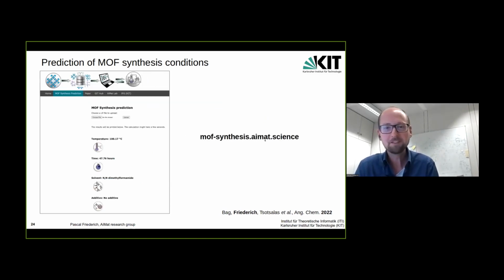This data set and also the machine learning model is publicly available. So if you want to include this model or a similar model in an automated synthesis platform, you can just use this web API. You can also manually use it by uploading, for example, a CIF file of a MOF structure, and then the model will predict in the background what is the temperature, time, and so on. But of course, if you're interested in transferring such a procedure to other classes of materials, I'm again happy to talk about that. We can collaborate on that direction.